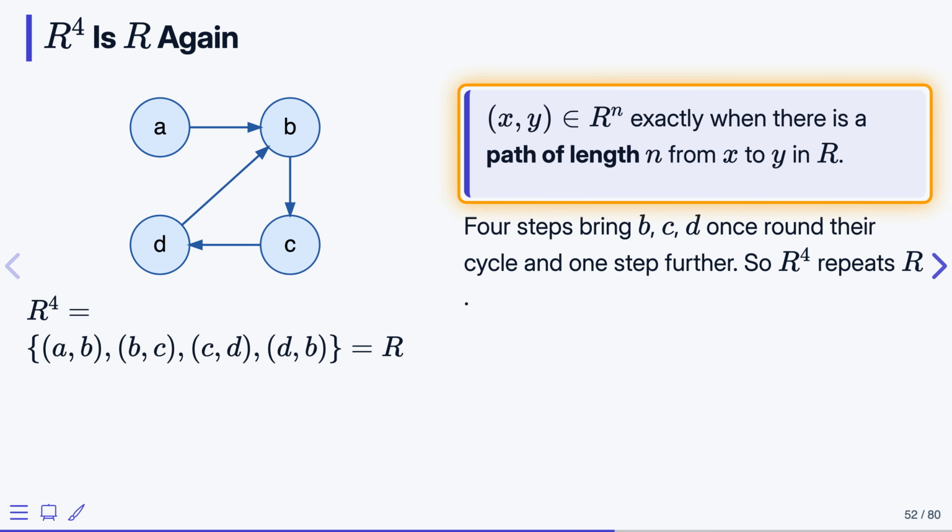Now the key idea behind all of this. The pair xy is in R to the power n exactly when there is a path of length n from x to y in R. That means you can walk from x to y using exactly n arrows, always following the direction of the arrows. So computing a power is nothing more than counting steps along the picture.